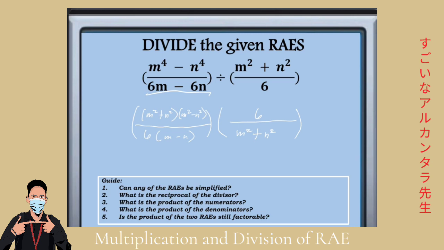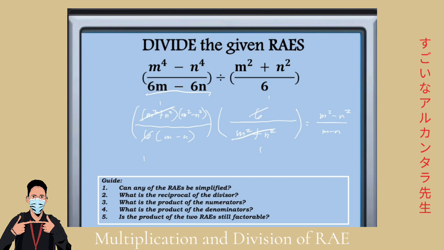So the beauty of this example is that there's a continuous process that we can still do. But in the meantime, let us simplify what we can simplify first. So the m squared plus n squareds can be simplified. Same case with the 6 and the 6 here. So the final answer here, if you look at it, is m squared minus n squared all over m minus n. But the beauty of this example, looking at it now, it's still not the final answer.